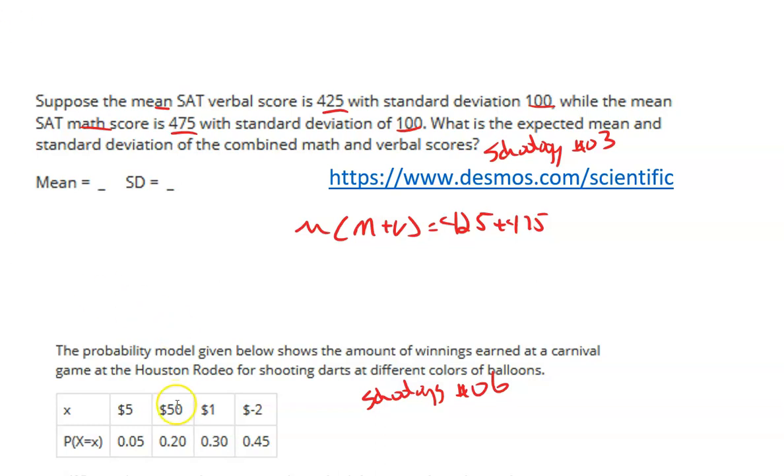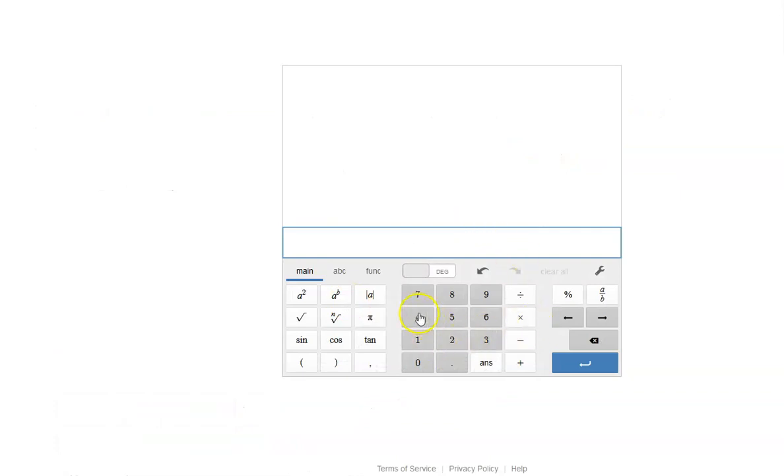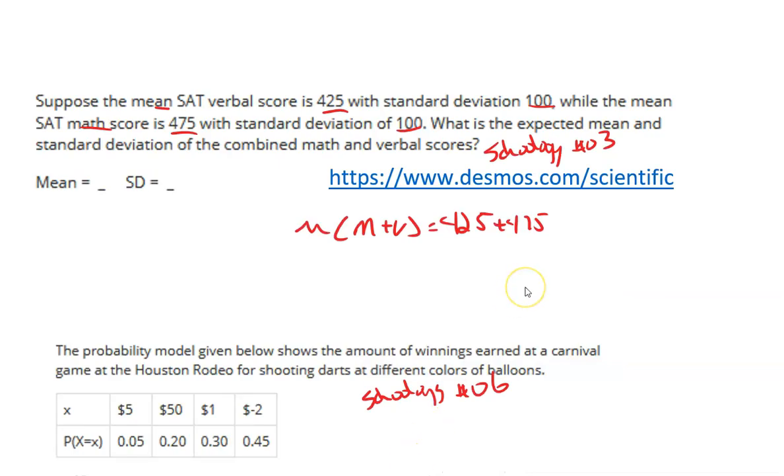desmos.com/scientific, and I'll leave a link up on the Schoology page and on this video as well. And it should look like this. And you don't really need it for this one, like just type it into Google. Could have got it fine. And you get 900, right? So 900 would be the total average score. If someone were to combine the math and verbal together, that would be your total average score right there.